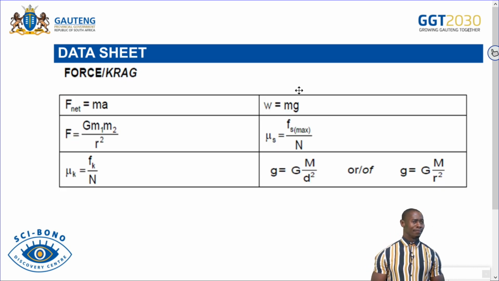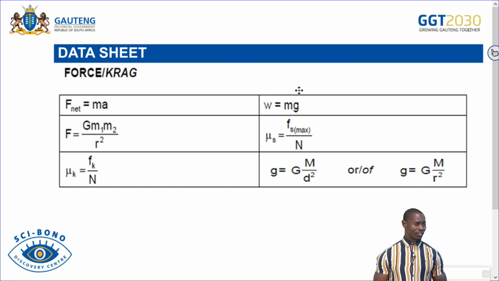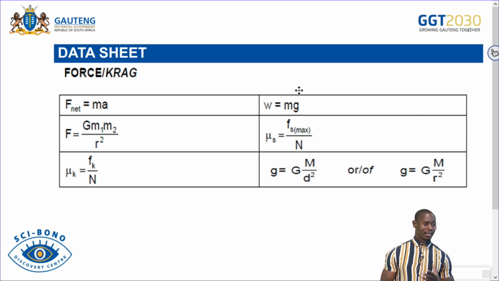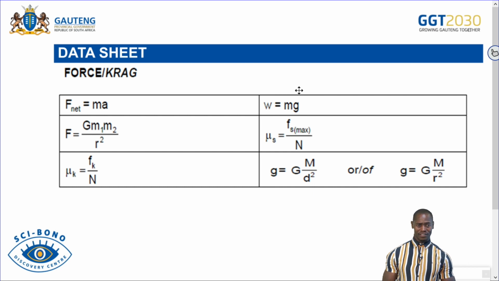Same with the data sheet, which has the formulae or the equations that we are supposed to use. For example, when we are dealing with Newton's second law and Newton's law of universal gravitation, these are the equations. F net equals ma. We are all aware that this equation is for Newton's second law. F equals G m1 m2 over r squared is for Newton's law of universal gravitation.